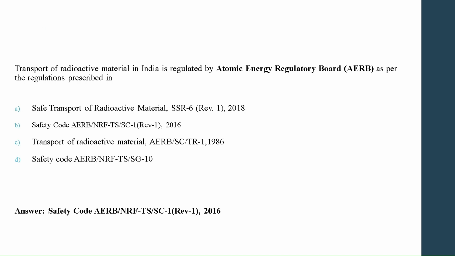So in India, transport of radioactive material is governed by AERB as per the regulation prescribed in the Safety Code, which was revised in 2016. Initially, it was Transport of Radioactive Material AERB SC/TR-1, 1986, but it was revised in 2016. So now this code is being followed for the transport of radioactive material. However, one should know that this code was made using the IAEA Safe Transport of Radioactive Material SSR-6, 2018, that was revised in 2016.